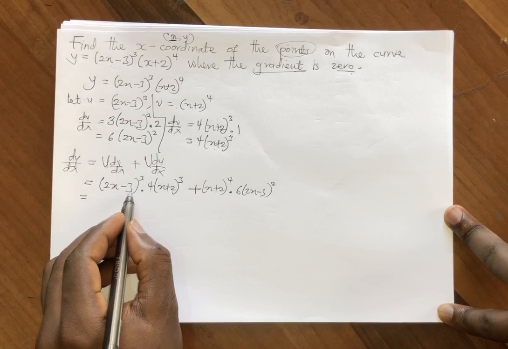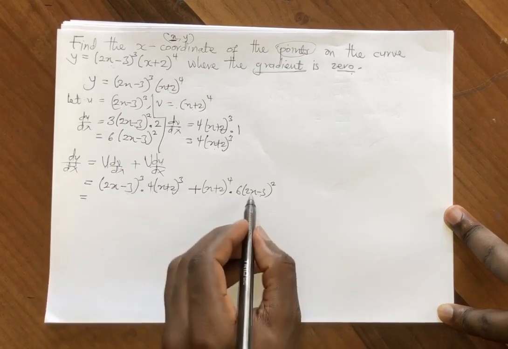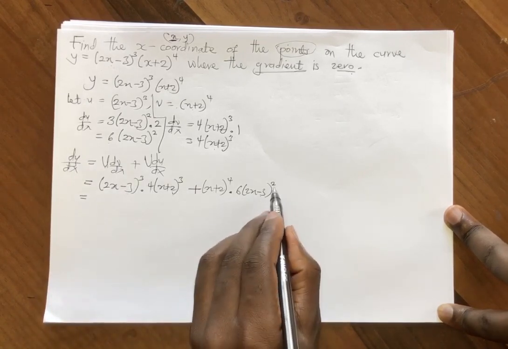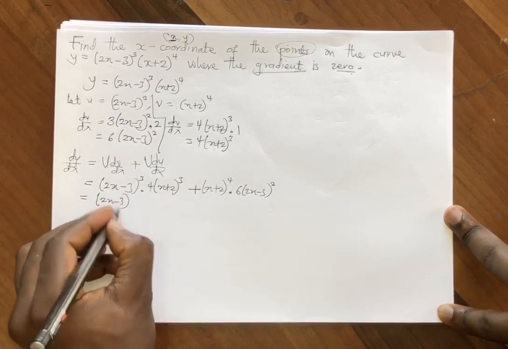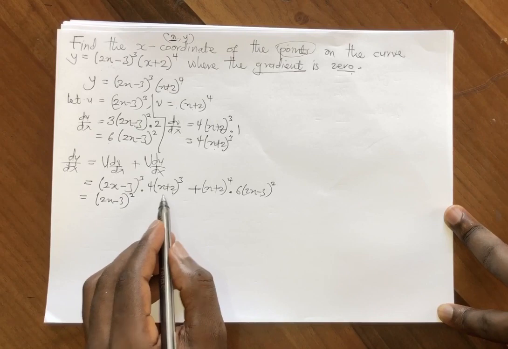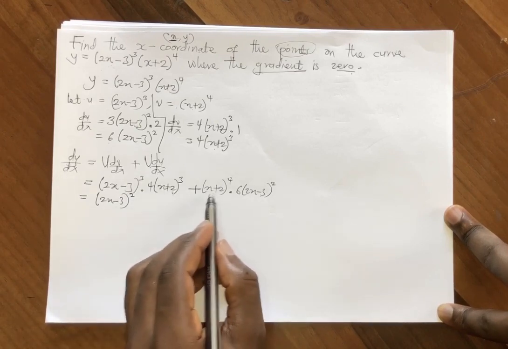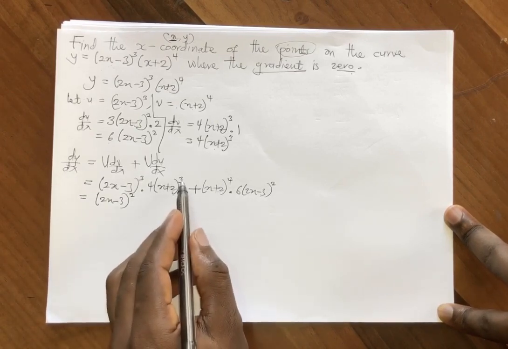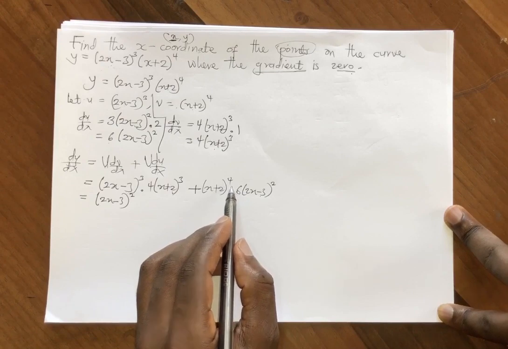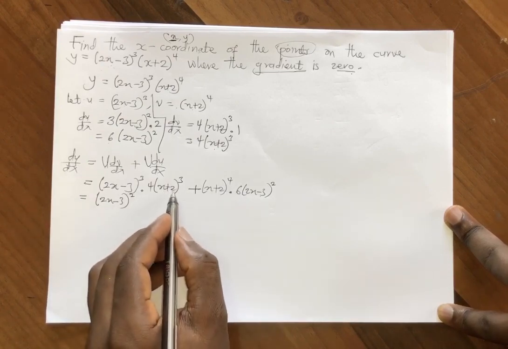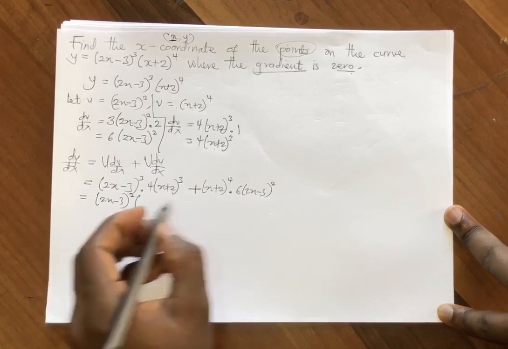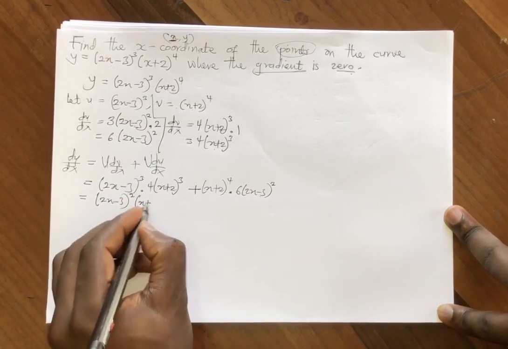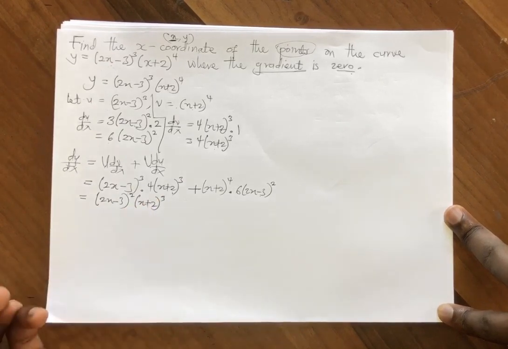We have (2x - 3)^3, but we have (2x - 3)^2. So we can factor this out. So we have (2x - 3)^2, okay? Then we have x + 2, which is also here, but this is raised to the power 3, this is raised to the power 4, which means we can factor out (x + 2)^3. Now, when we do that, what do we have? We have (x + 2)^3, okay?